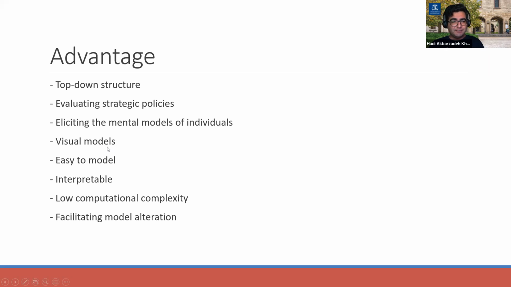You can have visual models, so you can easily explain it to someone, so it's interpretable. You can see the relationships between the elements that make the whole system produce those outcomes. It's almost easy to model, so you can model it visually. It has low computational complexity, and you have the facility to alter the model, which provides the opportunity to do intervention modeling, evaluating interventions or different scenarios.